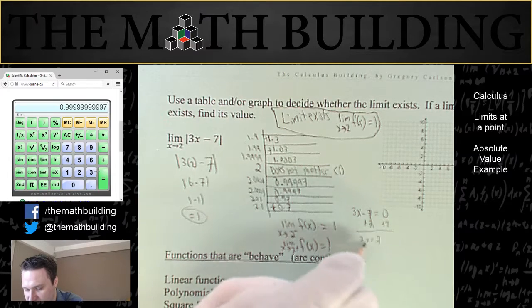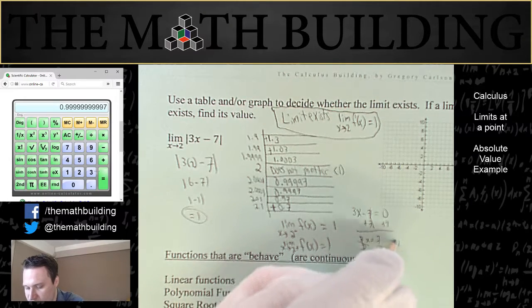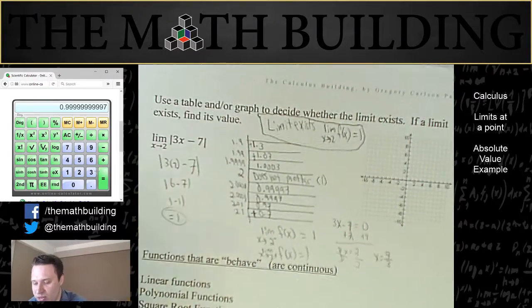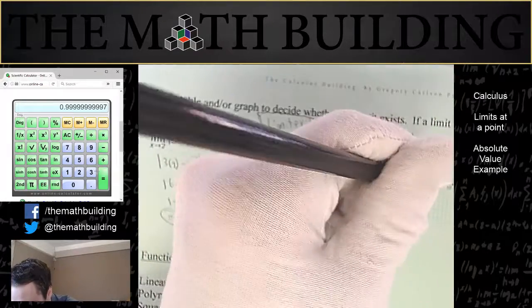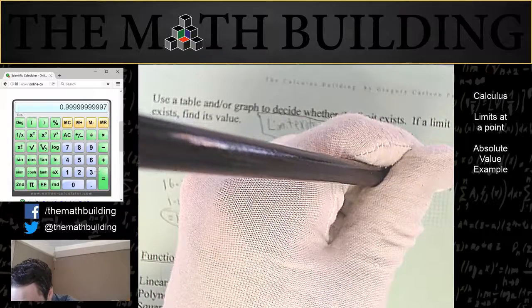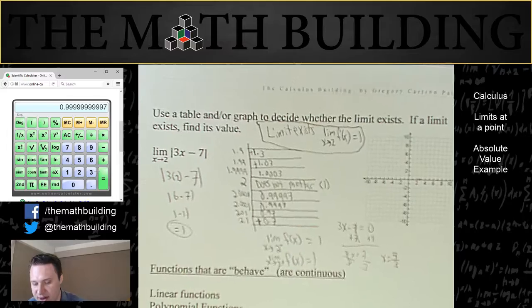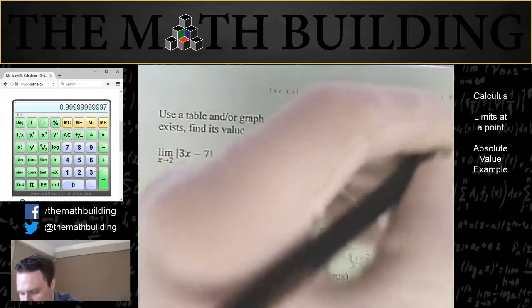3x equals 7, divide by 3, divide by 3. So if x is equal to 7 over 3, which is equal to 2 1/3, that's our minimum value. That's when the absolute value function hits 0. And then from there, we go up in the positive and negative direction with the slope of 3 over 1.